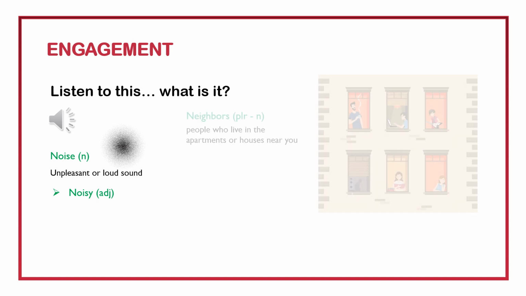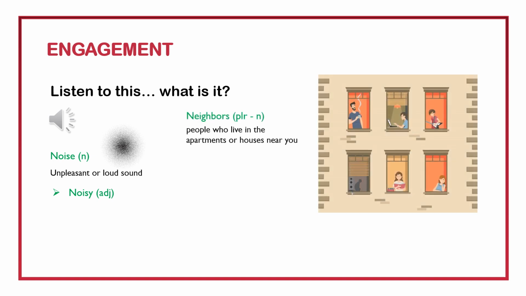Then we have another word, neighbor, or neighbors, which is the plural form. It's also a noun, and it means people who live in the apartments or houses near you. Now, I want you to say 3 things that noisy neighbors do. Please pause the video and think about it and maybe make a few notes.